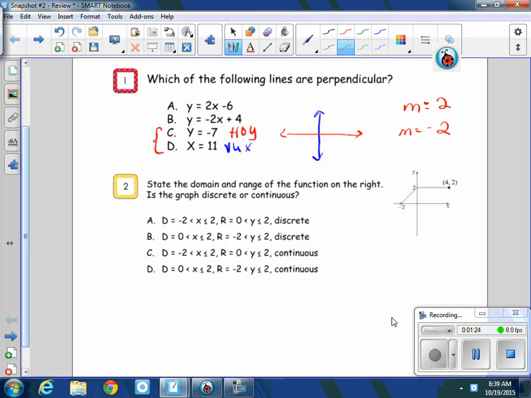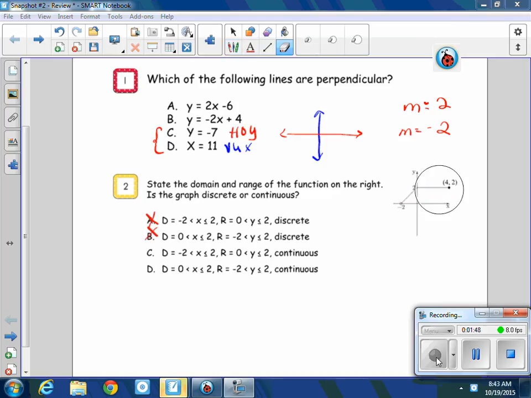First of all, is it discrete or is it continuous? It's most definitely continuous. Remember the pencil test, right? If you can trace it without picking up your pencil, it would be continuous, right? Because didn't I just draw a continuous line? So it is definitely not A and not B.